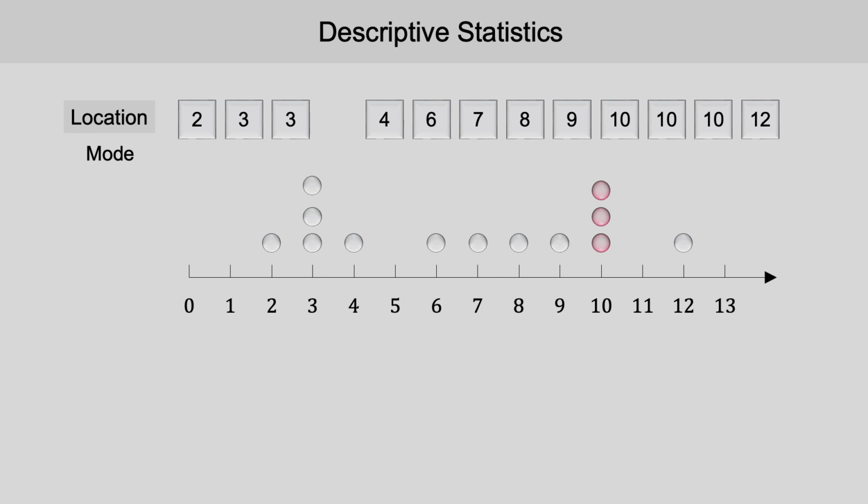If two values occur with the same frequency, the modes will be both. In this example, the mode would be both 3 and 10.